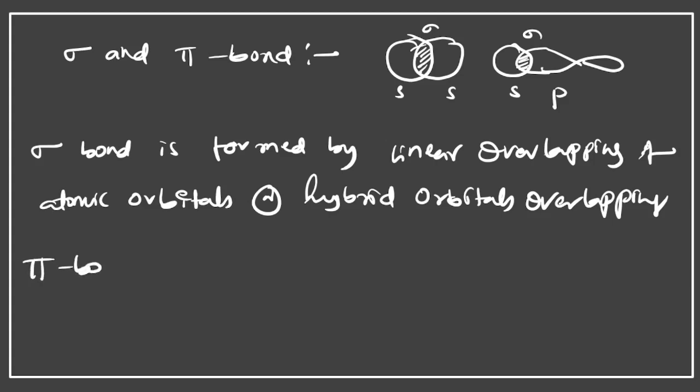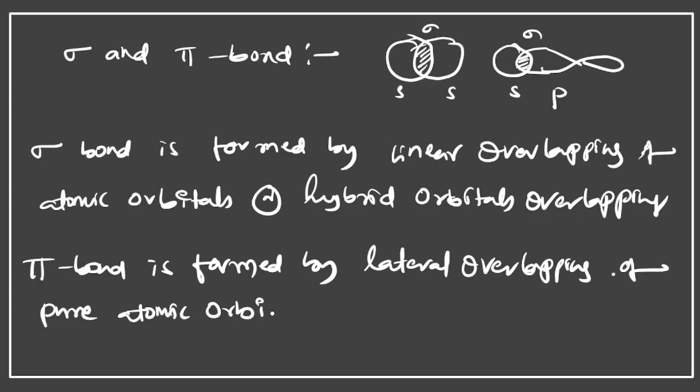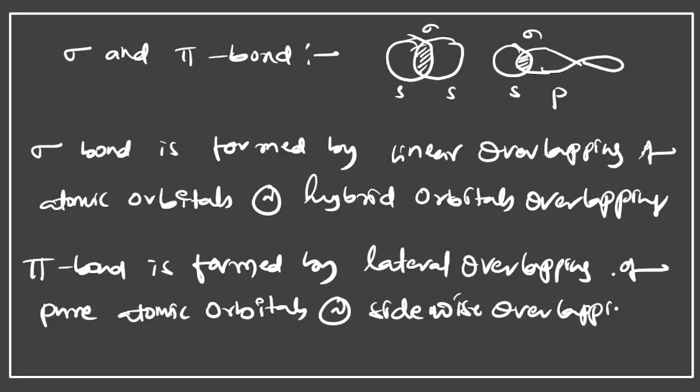A pi bond is formed by lateral, or sidewise, overlapping of pure atomic orbitals. Sidewise overlapping of atomic orbitals can form a pi bond. We are taking pure orbitals.